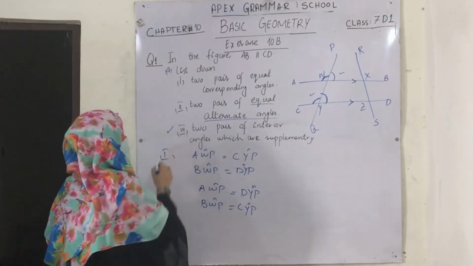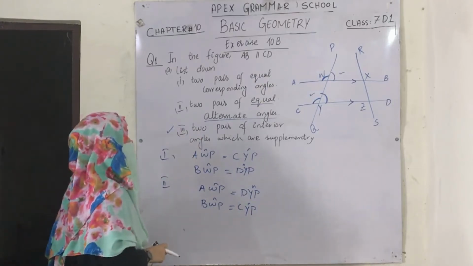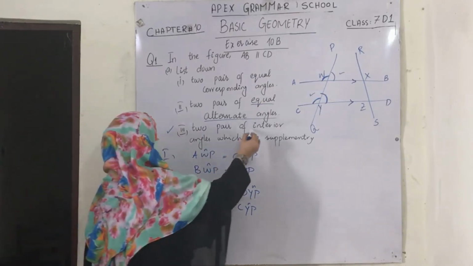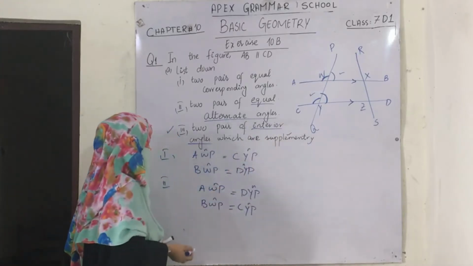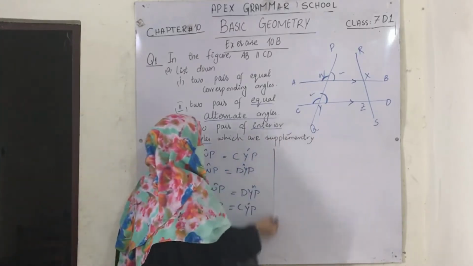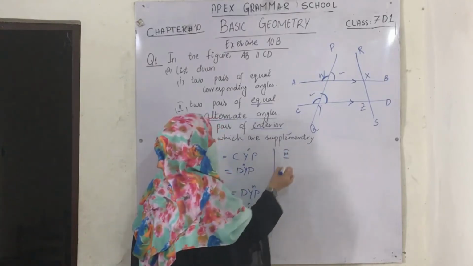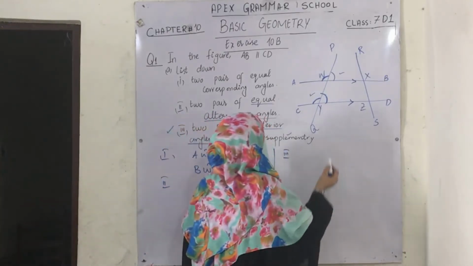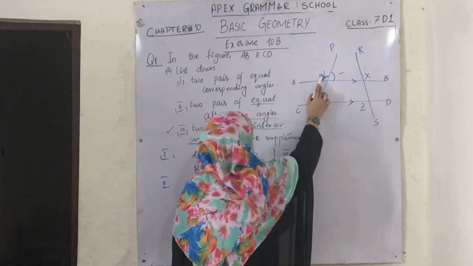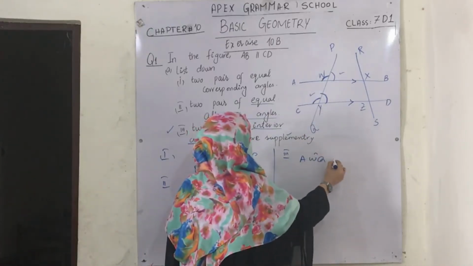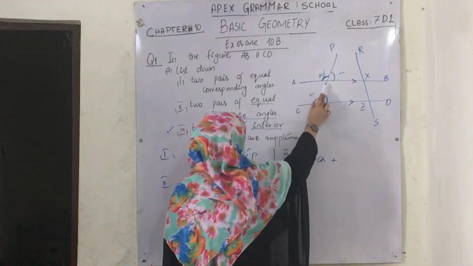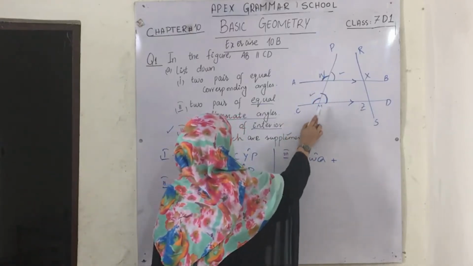In the third part, you are asked to find a pair of interior angles which are supplementary. You already know that interior angles are supplementary, so no need to write supplementary. So the third part is interior angles. So I am going to take AWQ, which is supplementary to CYP.